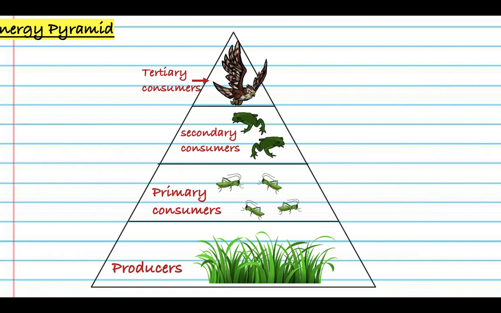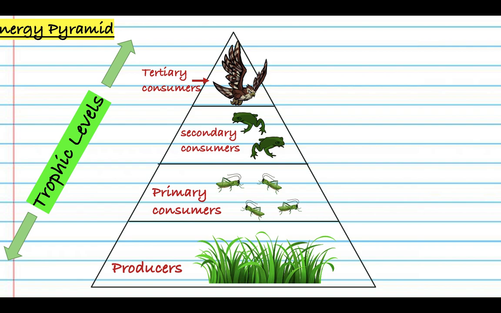All of these different levels of my energy pyramid are called trophic levels. Okay, trophic comes from the word energy, so energy levels, which makes sense. So please make sure you label trophic levels because that's a vocabulary term you're going to need to know. And again, we're just showing the energy flow from one trophic level to another.